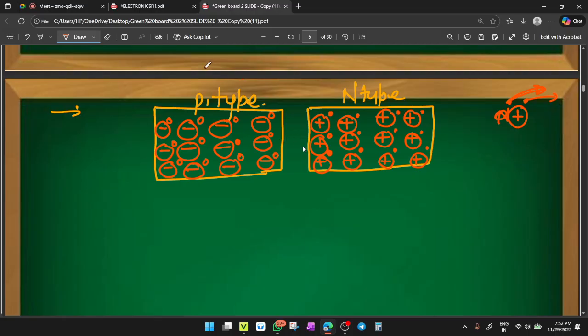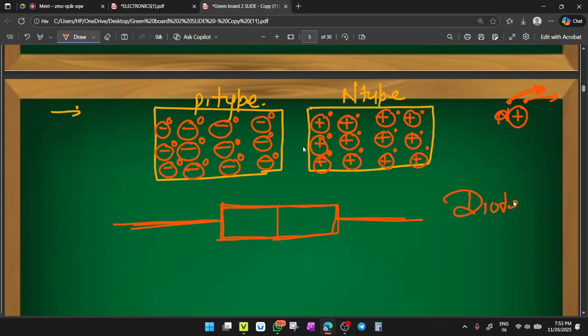Now, when you join this, there is a formation of a junction. This is called a PN junction. After joining the p-type semiconductor with the n-type semiconductor, collectively this new device is called a PN junction diode. Because two terminals are here, a two-terminal device is called a diode. Diode means two terminals: di means two, ode means terminal. So this whole device is called a PN junction diode or junction diode. Clear?